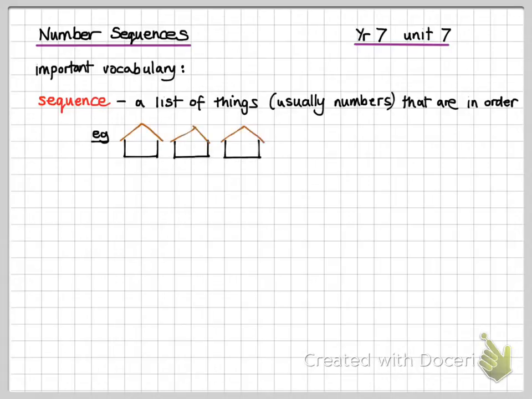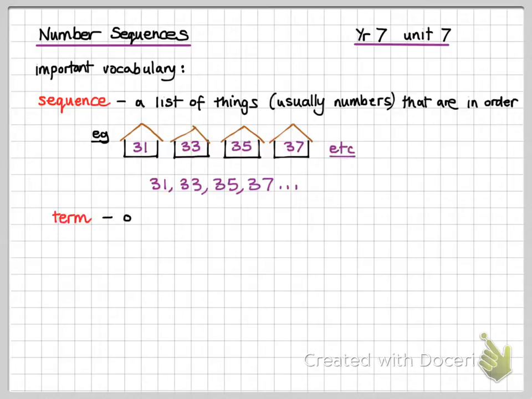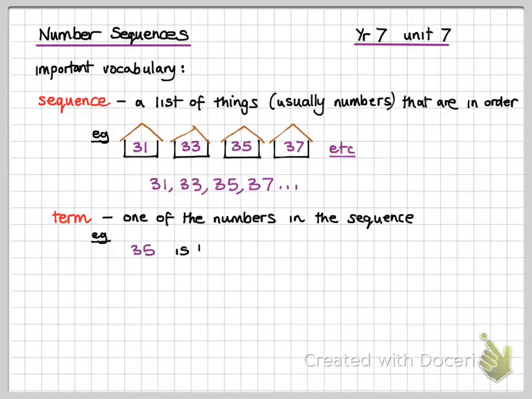Here's some houses, and if we look carefully at the numbers on the houses, we'll see they make a sequence as well. These houses all are on one side of the road, and the numbers of the houses are 31, 33, 35, 37. That's a sequence. If we take any one of the numbers, then what we're looking at is a term in the sequence. A term means one of the numbers in the sequence. So 35, it's the number of the third house, and we call this the third term in the sequence.